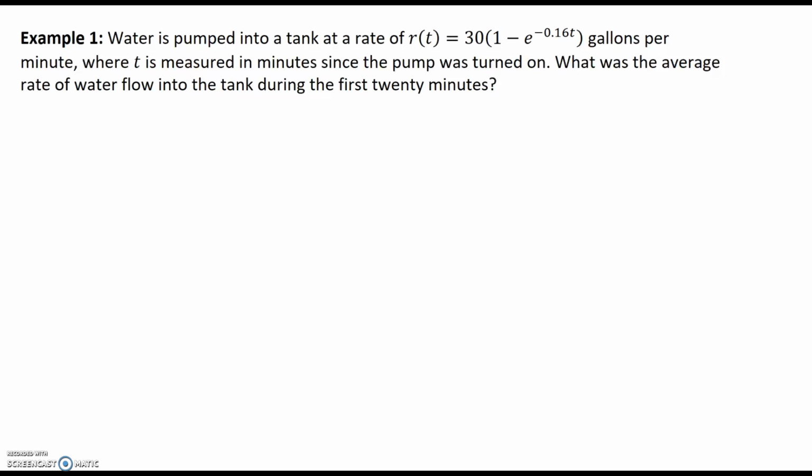Okay, so let's read this question carefully. It's an average value problem. Water is pumped into a tank at a rate of R of t equals 30 times (1 minus e to the negative 0.16 t) gallons per minute, where t is measured in minutes since the pump was turned on. What was the average rate of water flow into the tank during the first 20 minutes?